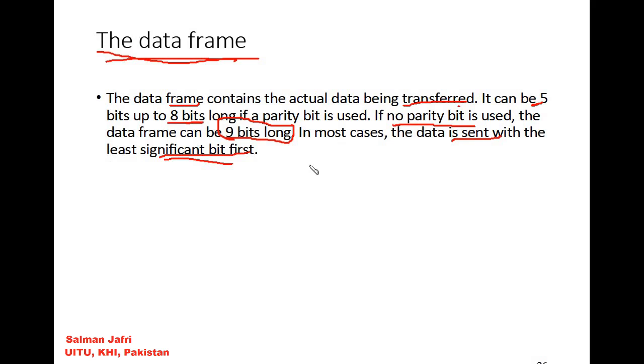So the data frame consists of a number of bits which can be from 5 up to 8 bits. If no parity bit is used, the data frame can be a total of 9 bits. And what is the scheme? The least significant bit, or LSB, is transmitted first.